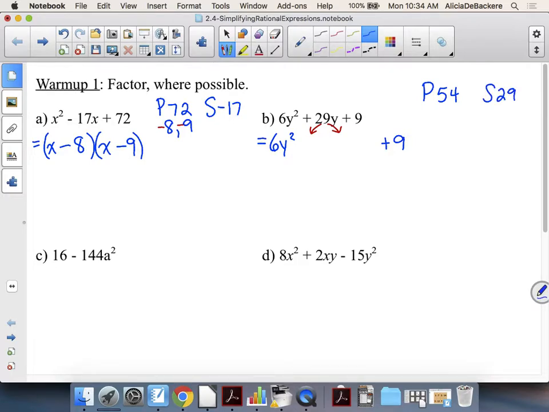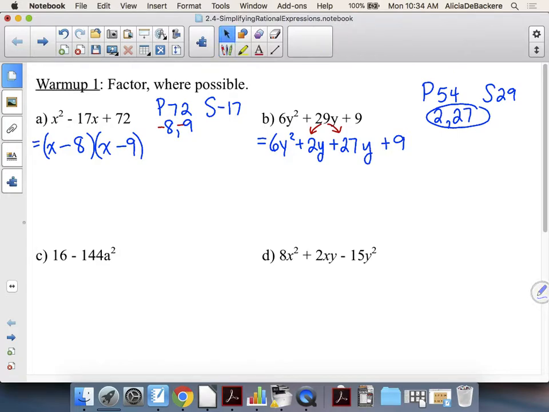So I go through all my possibilities for this, and I see that 2 times 27 gives me 54, and 2 plus 27 gives me 29. So instead of writing 29y on my line, I can say that's the same as positive 2y and positive 27y. It doesn't matter what order I write those in. Now that I have 4 terms, I can factor by grouping the first pair and the last pair. And I'm just looking for a common factor in each of those pairs.